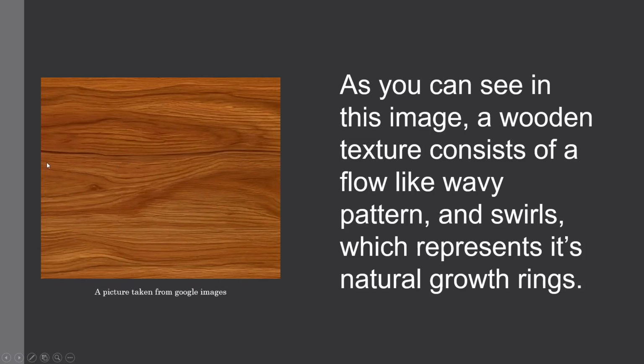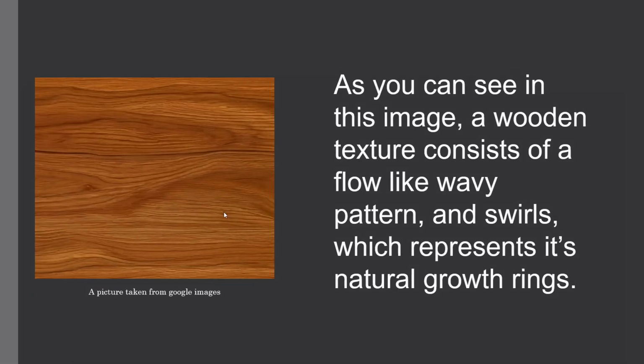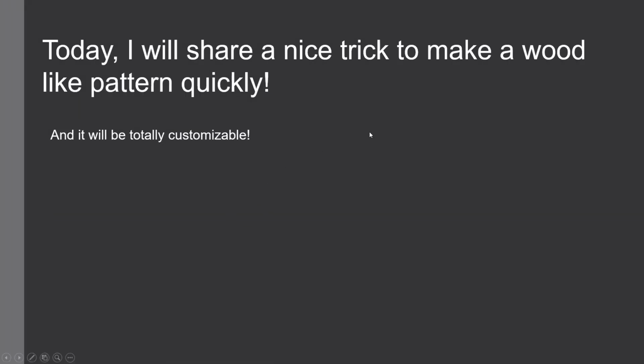As you can see, it consists of two main details. The first is the wavy-like pattern, and the second is the swirly pattern, which is generated from the natural growth rings. Today I will show a nice trick to make a wood-like pattern quickly, and it will be totally customizable. So open your Houdini instance and jump into it.